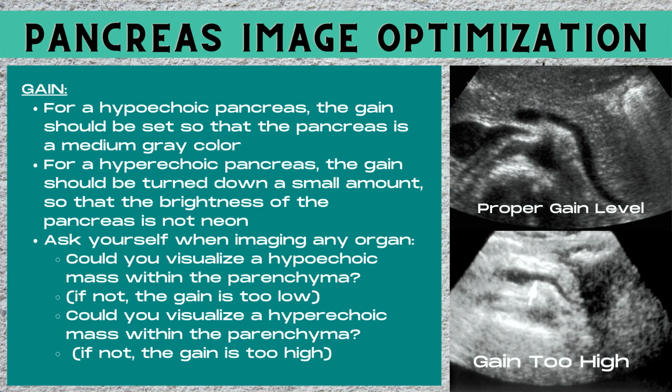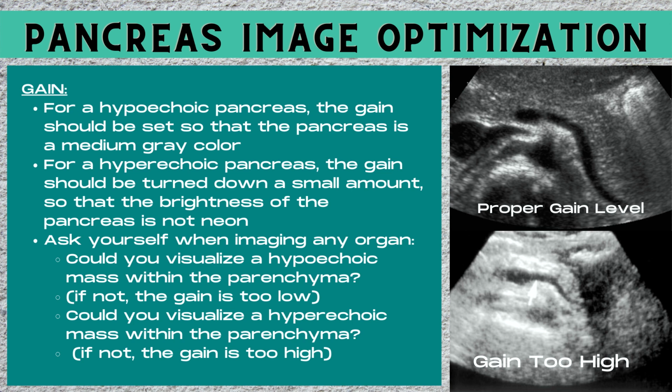Now let's talk about ultrasound image optimization for the pancreas. First of all, let's cover gain. If you have a hypoechoic pancreas, the gain should be set so that the pancreas is a medium gray color. If you have a hyperechoic fatty pancreas, the gain should be turned down a small amount so that the brightness of the pancreas is not neon and striking. It's important though that you still maintain a hyperechoic echogenicity to the fatty pancreas. You're just slightly turning down the gain to tone down that brightness a tad.